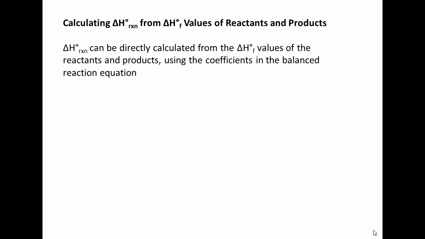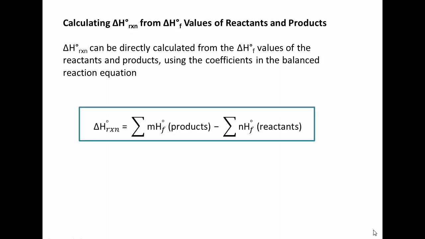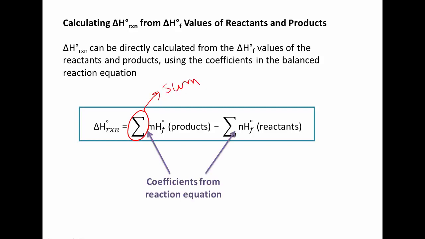So how we use that is we can find the heat of formation values of your reactants and products in your book. Usually they will be given to you in a table form, and then we can insert them into this equation in order to calculate the heat of reaction for your particular reaction. These symbols here represent the sum of, and the m and the n are the coefficients for the reaction equation. So basically you're going to take your products minus your reactants, and for each product and each reactant you're going to multiply the coefficient from the reaction equation by its heat of formation.